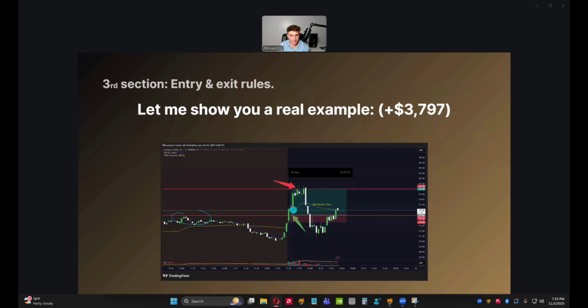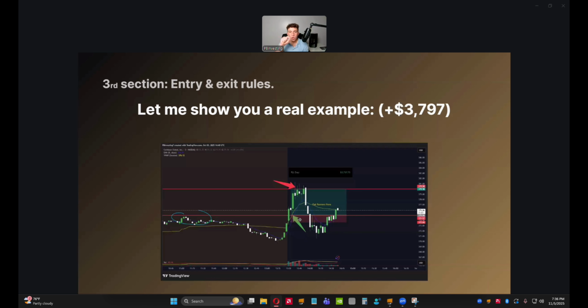Then, as the stock, do you see how it creates a new high of day right here? This is where you trim. Then, do you see how it starts to reject this area? This is where you trim more. Then, do you see how it breaks under the EMA, this blue line right here? This is where you get all out of your position.